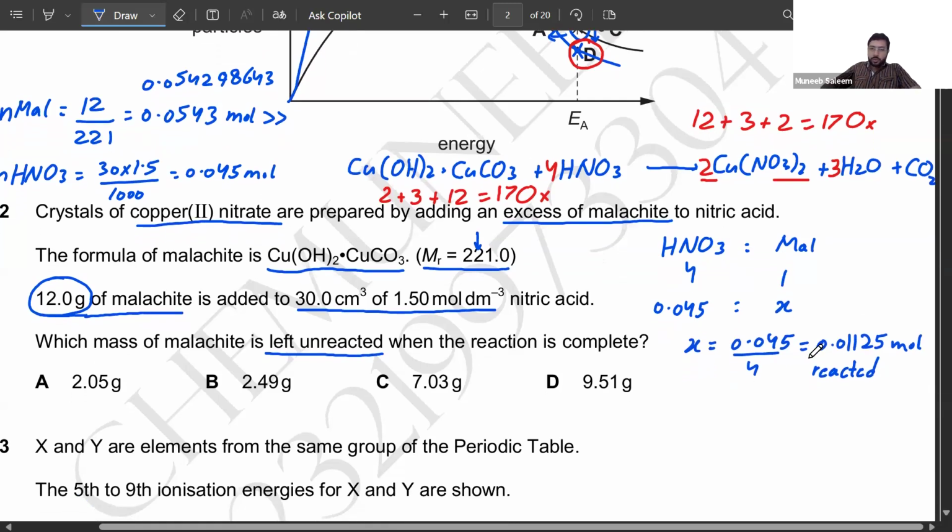Now you will use the formula n is equal to mass over Mr. So mass will be equal to number of moles into Mr, which means it is 0.01125 into the Mr value that is given, 221. This will give you the answer of 2.48625.